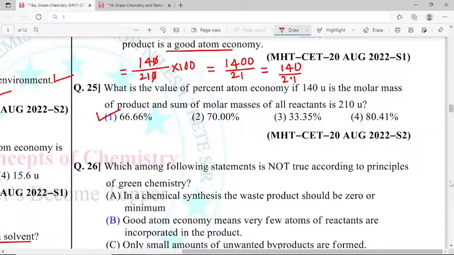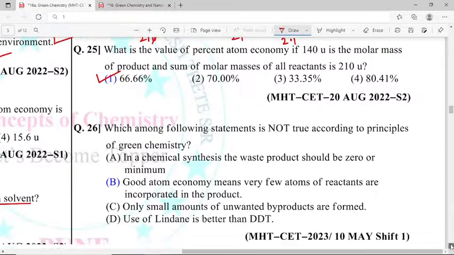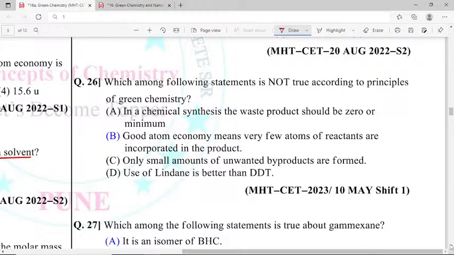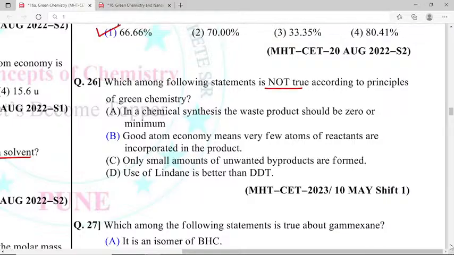Next question. Which among the following statements is not true? Right now, this is green chemistry. Next has nanochemistry. Okay, next lecture, nanochemistry.